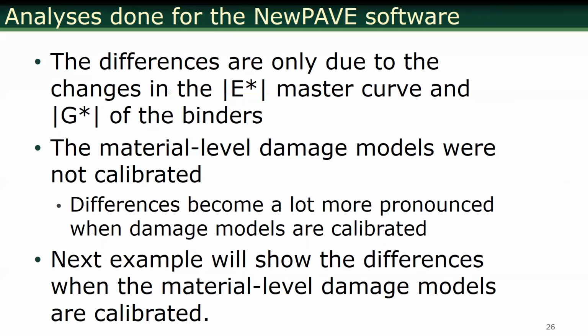I already talked about this. What you've seen in the data so far, the differences are only due to the changes in the E star master curve and G star of the binders. Material damage levels were not calibrated for the graphs that I showed with the last 3 slides. So if you do that, then you would probably have a better idea.